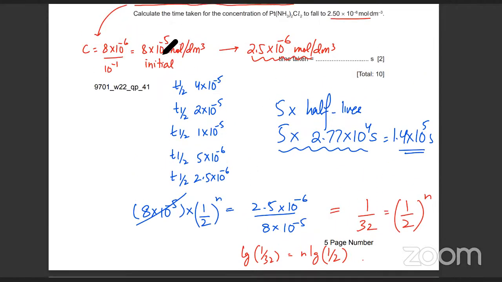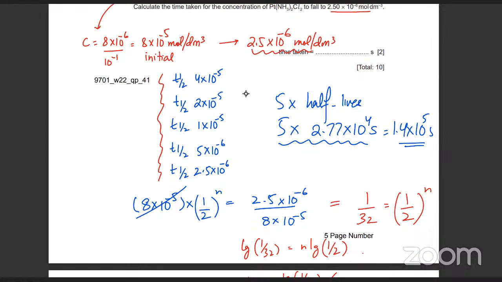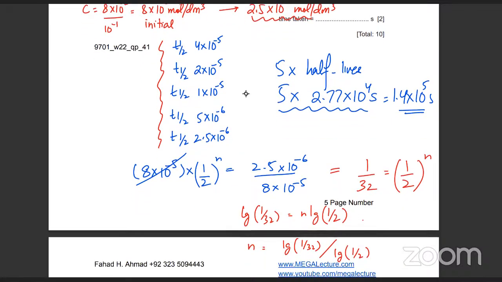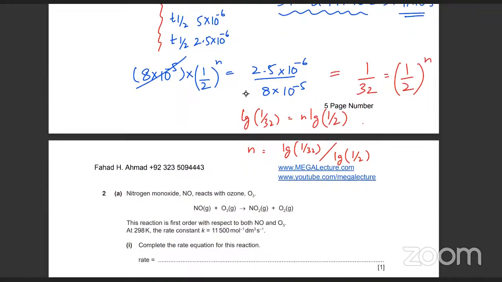Okay, your starting concentration is this. This is your final concentration. The half-life is constant. Every time you have one half-life, the concentration decreases by half. Every half-life it decreases by half. So this method would be sufficient as well. Is this part clear? Okay, let's move ahead.